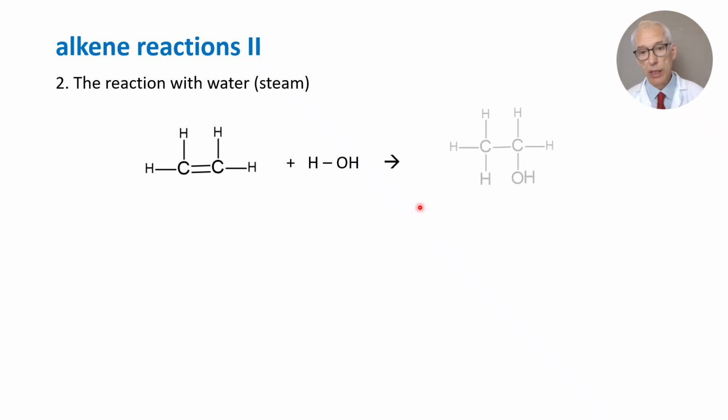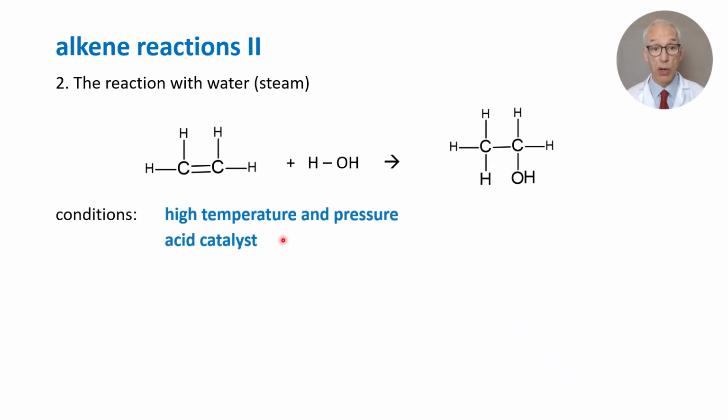Okay, so of course the OH, the hydroxyl group, joins to one of the carbons. The hydrogen joins to the other carbon. So we've added atoms across the double bond, and the double bond that was in the alkene has been lost. We retain a single bond between the carbons, of course. Now, as with reaction number 1, you are also expected to recall the conditions. This reaction only takes place at high temperature and pressure in the presence of an acid catalyst.